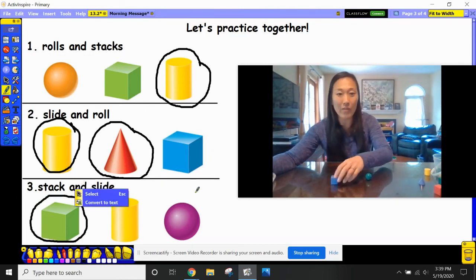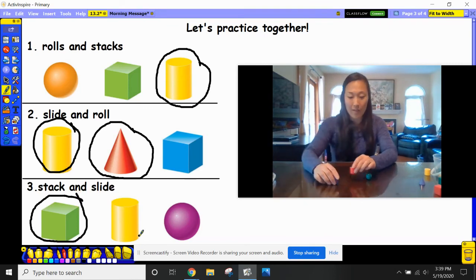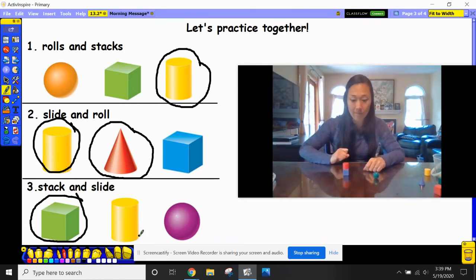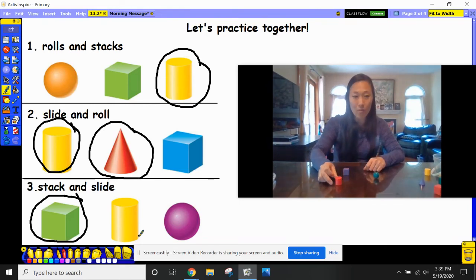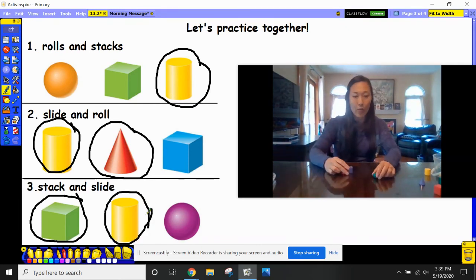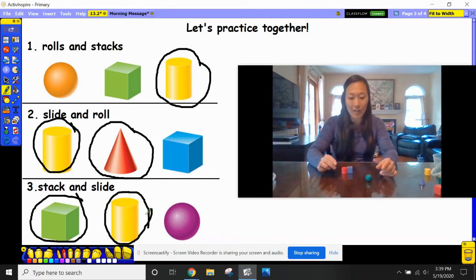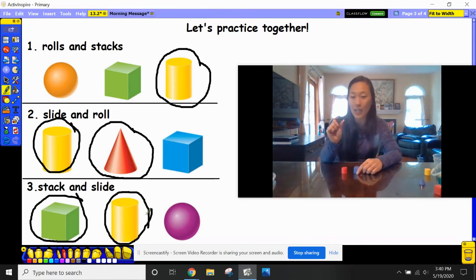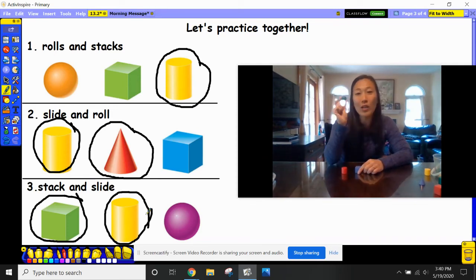Cylinder. We have a cylinder here. It can stack because it has a flat surface. And does it slide? Yes, it does. Using the flat surface, it slides. So a cylinder can stack and slide. Our sphere. Does it stack? No, it cannot stack because it's round. Can it slide? No, because it has no flat surface. It cannot slide either. The only thing that a sphere can do is roll.